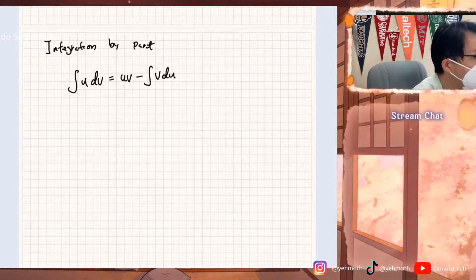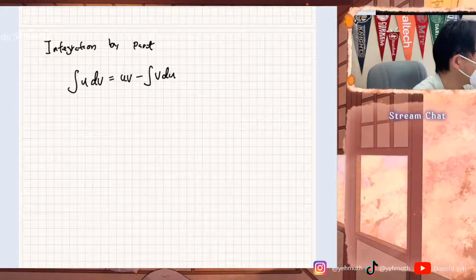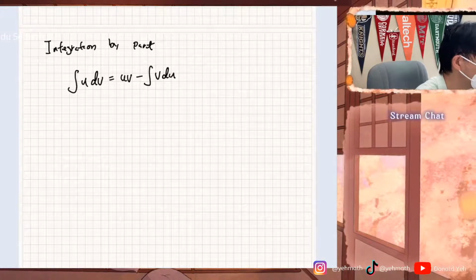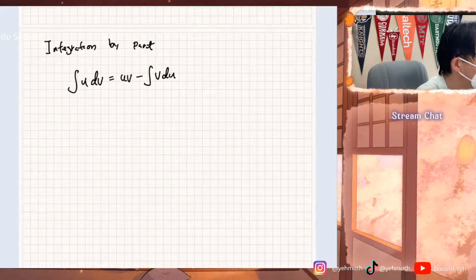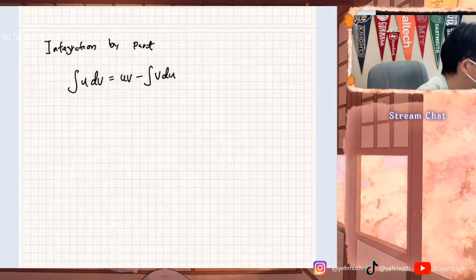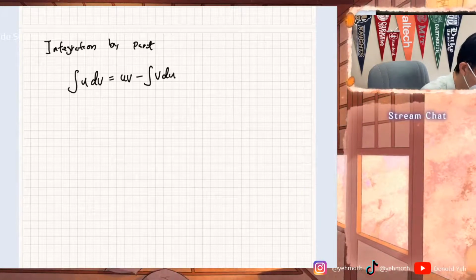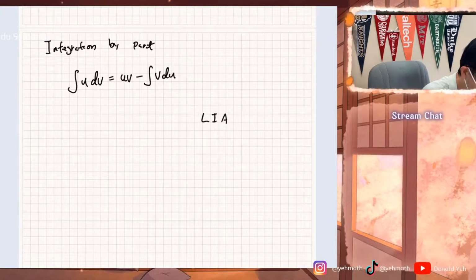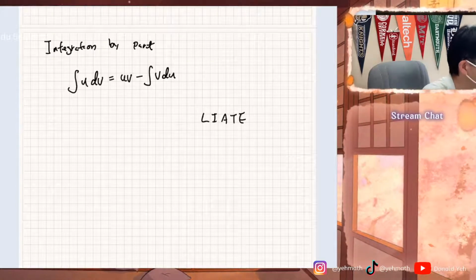So the trick is this. I'm going to show you 2 tricks. One is called the DI method, which we're going to show on Wednesday. The other one is just to start by introducing integration by parts and when to use them. So the trick is this acronym: L-I-A-T-E, LIATE.